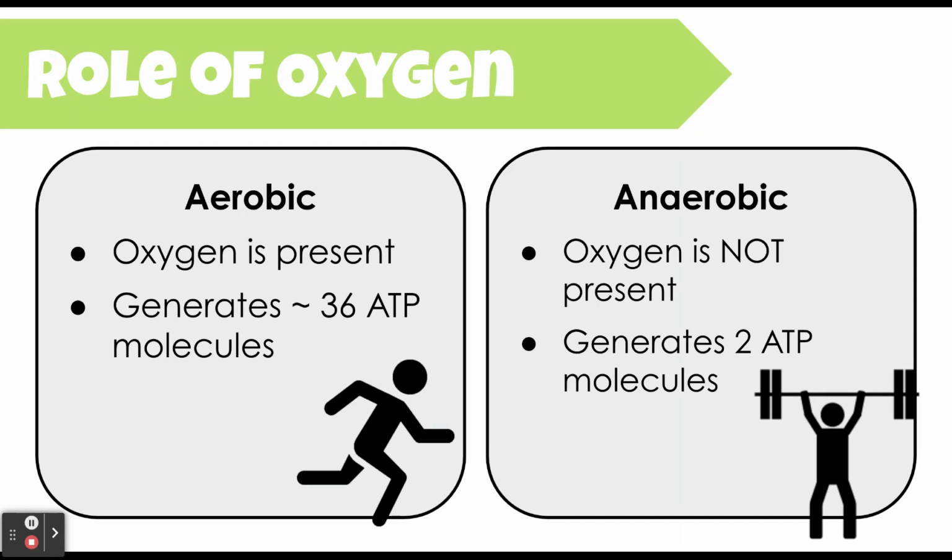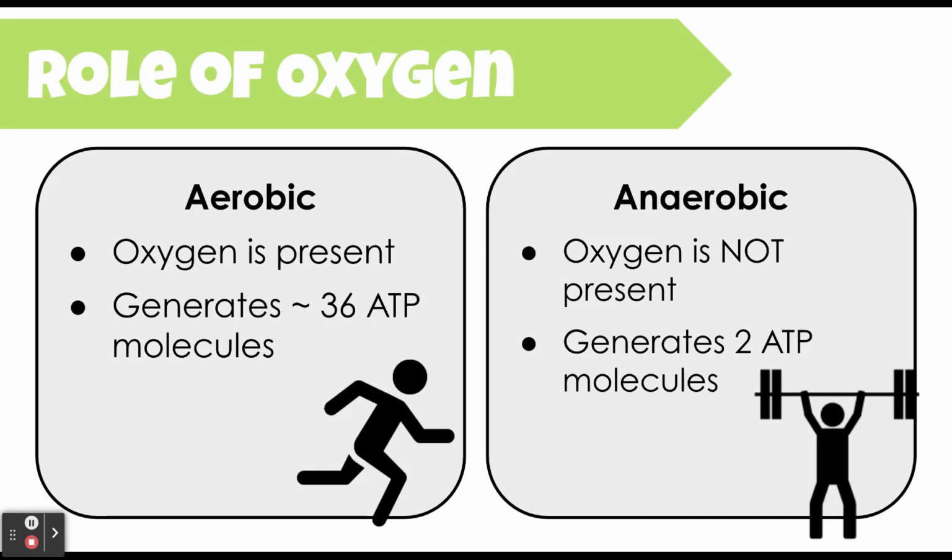However, there are times when your cells need ATP, but there is not enough oxygen present. So if there's not enough oxygen, cells will switch over to anaerobic cellular respiration. This does generate ATP, but significantly less. Only about 2 ATP molecules are created. And again, this is because there's not enough oxygen, so cells are doing a different reaction to generate that ATP.